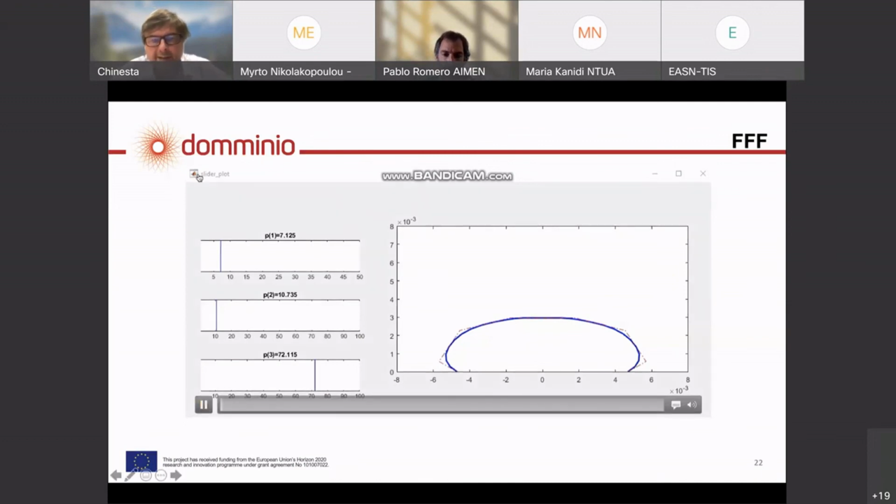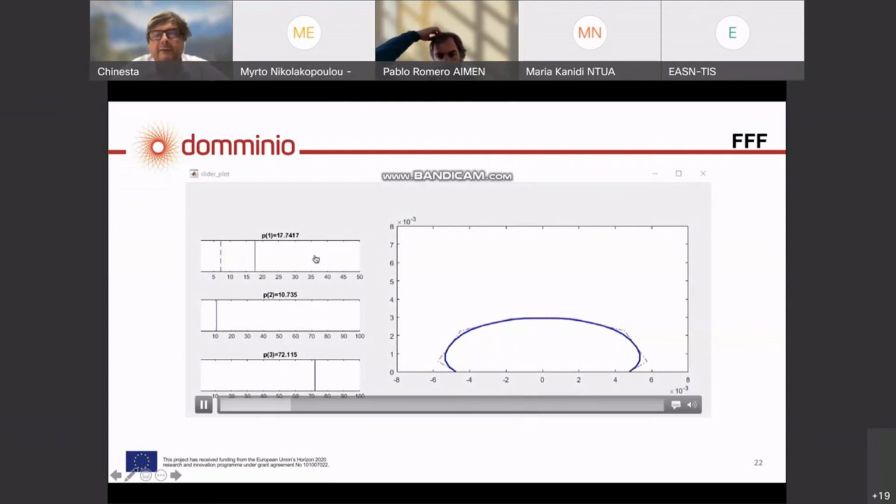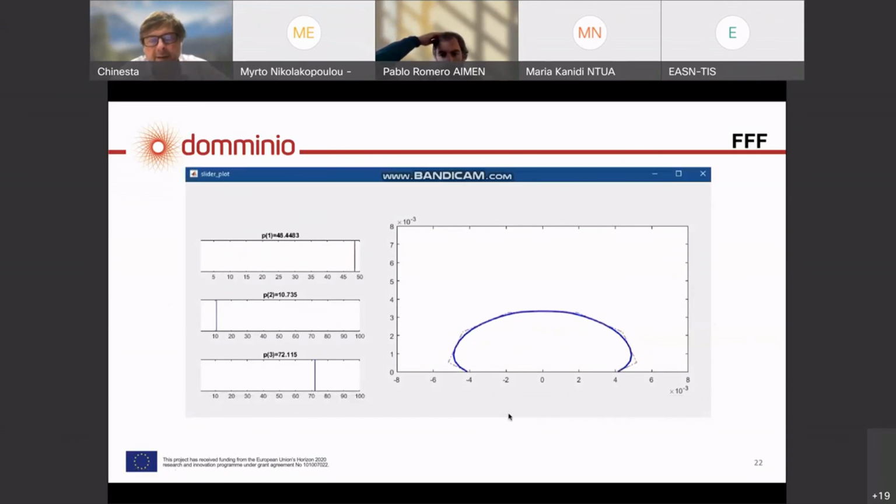And as soon as this parametric solution is ready, you can see here in the video that by changing the first parameter, you have in real time the change of the shape. By changing the second one, you can also evaluate the change in the shape. And by changing the third one, you can again evaluate the impact, the sensitivity on the shape.